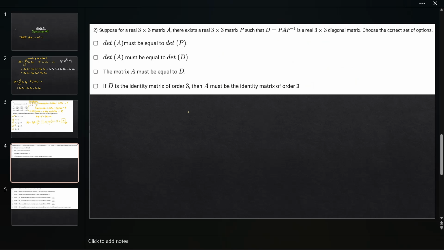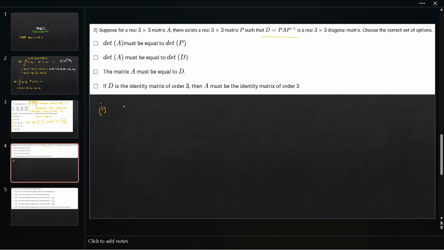Now let's move on to question 2, where it is given that suppose A is a 3 cross 3 real matrix. So there exists a 3 cross 3 matrix P such that D is equal to P times A times P inverse. It's a real diagonal matrix. Okay, so it is given to us that D is a diagonal matrix. Now we have to choose the correct set of options. The first option says determinant of A must be equal to determinant of P.